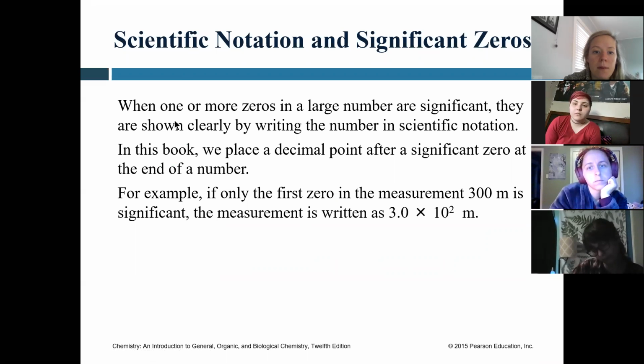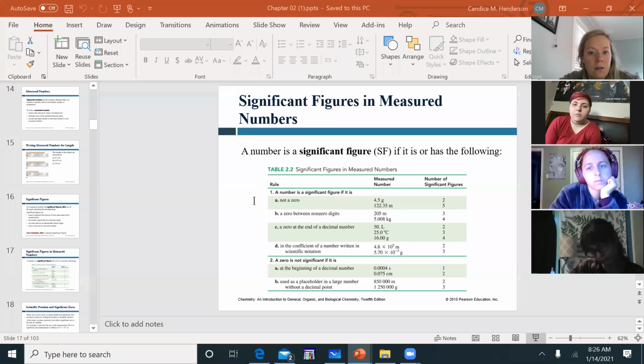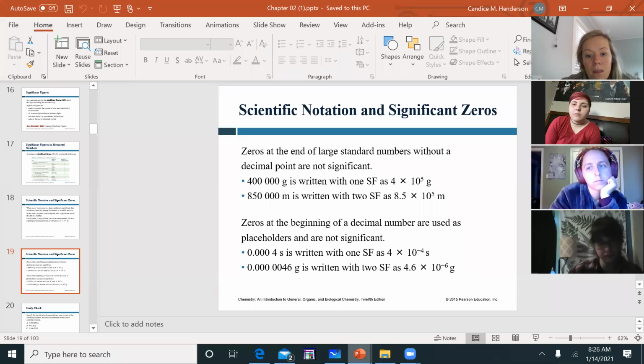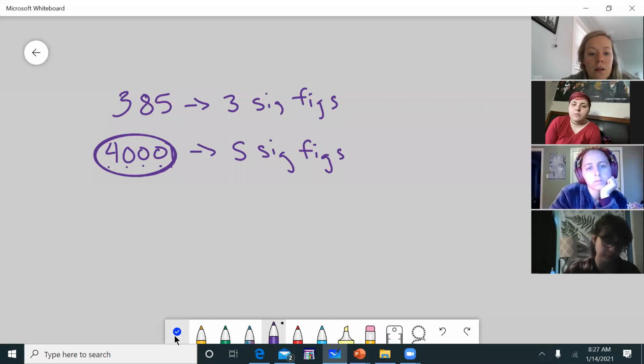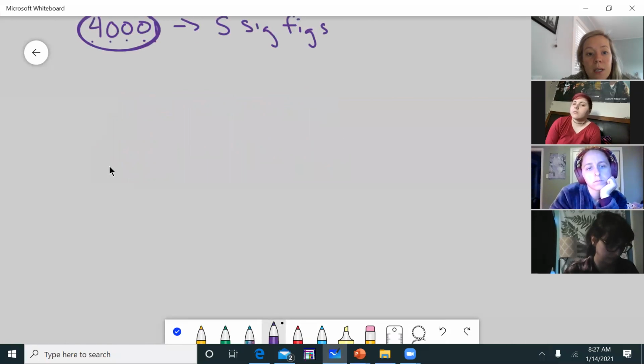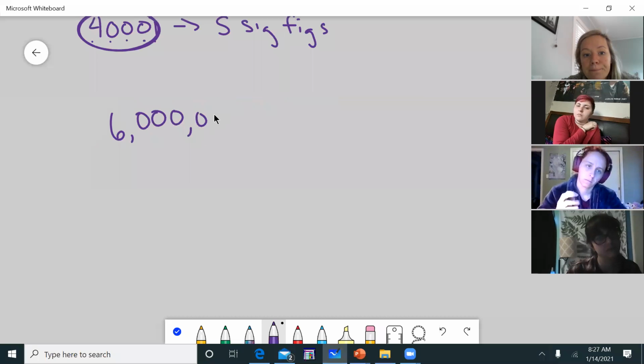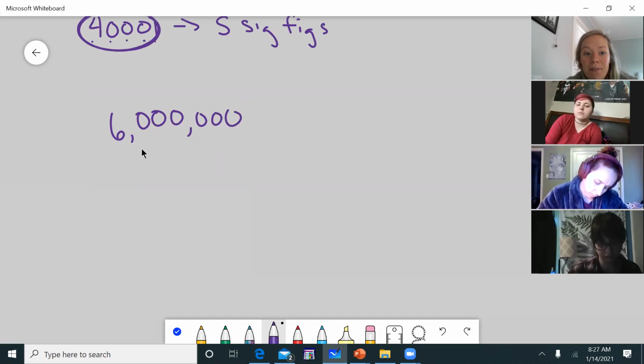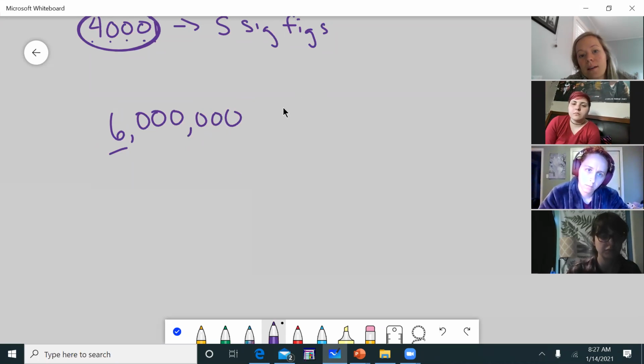Okay, well, we'll talk about that. So what happens? Sometimes they call this ambiguous. If I have something like 6 million, and it's written like this, I don't know how many significant figures the zeros pertain to. I know the 6 is significant for sure. So I would say that this has 1 sig fig.